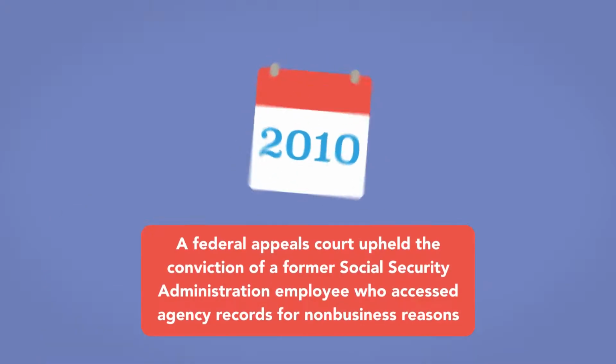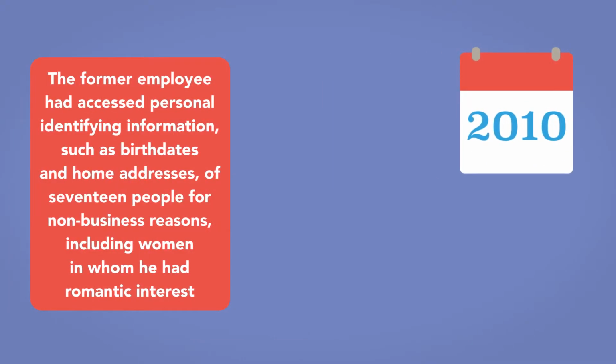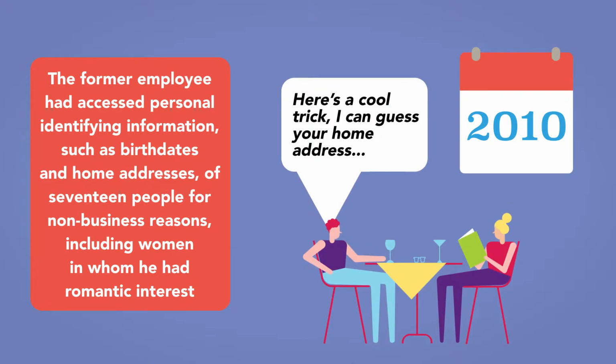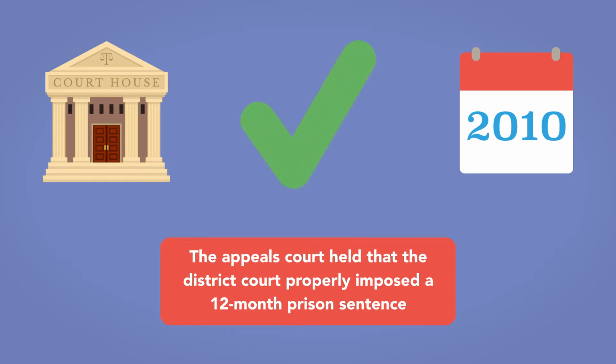In 2010, a federal appeals court upheld the conviction of a former Social Security Administration employee who accessed agency records for non-business reasons. The former employee had accessed personal identifying information, such as birth dates and home addresses, of 17 people for non-business reasons, including women in whom he had romantic interest. The appeals court held that the district court properly imposed a 12-month prison sentence.